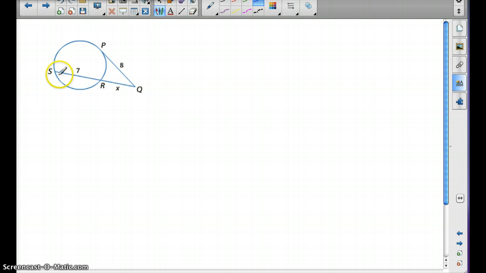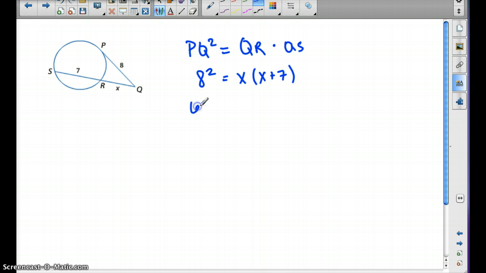So here is an example. This is the tangent line, PQ. So PQ squared is going to be QR times QS, the two pieces of the secant. So it looks like we're going to have 8 squared equals x times the whole x plus 7, the whole secant. So we're going to have 64 equals x squared plus 7x.